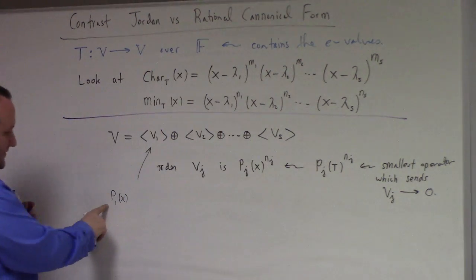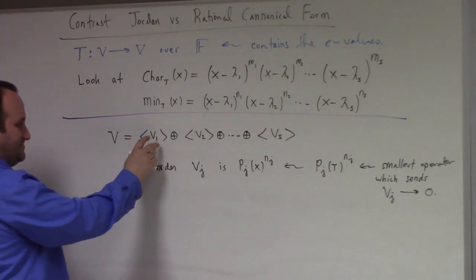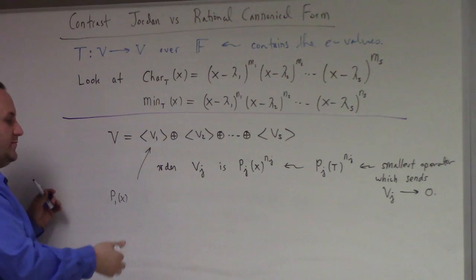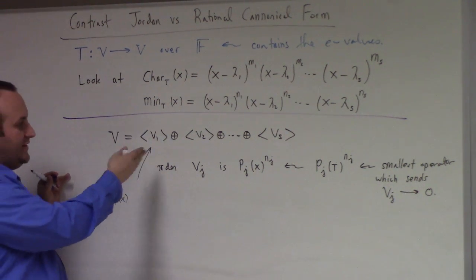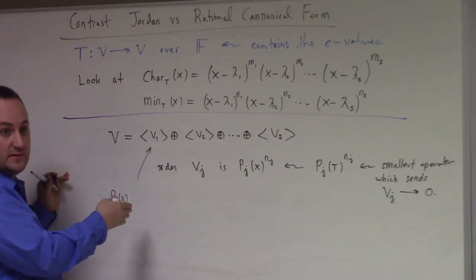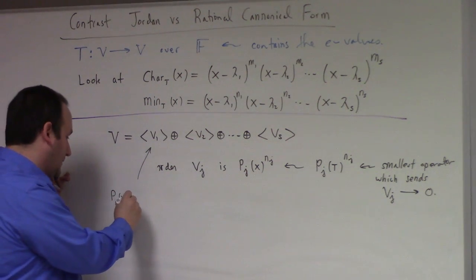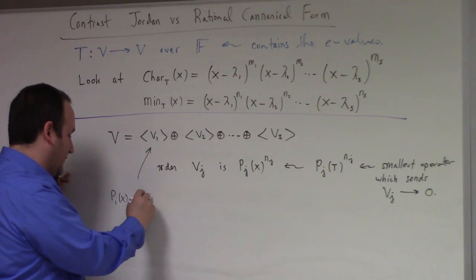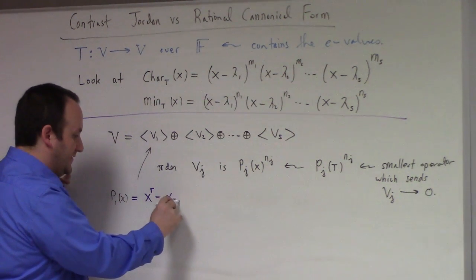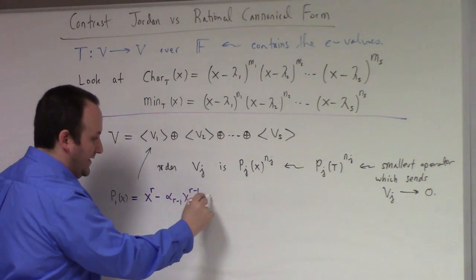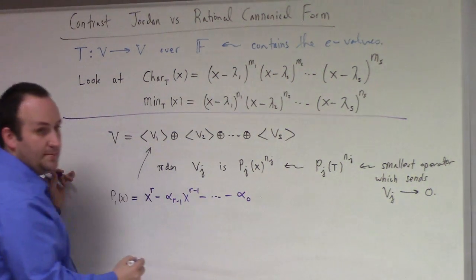So if P1 of x is the prime power, and let's just suppose it has multiplicity 1, all right? So you just have this elementary divisor of P1 of x. And let's suppose that that has the form what? Like x to the r minus alpha r minus 1 x to the r minus 1, minus and so on, minus alpha naught, right?